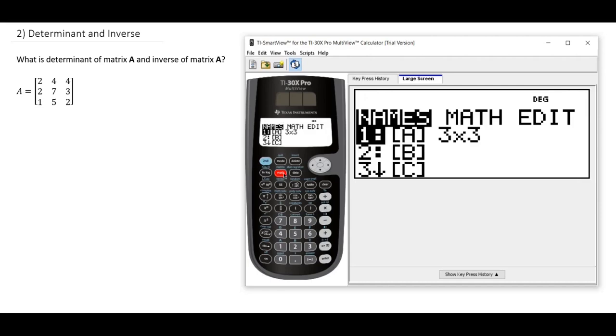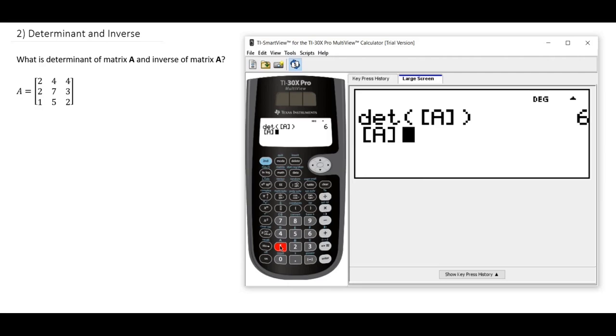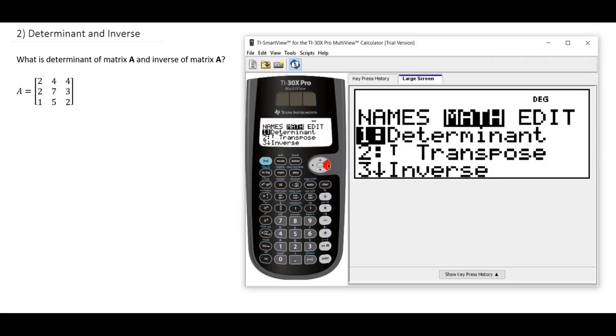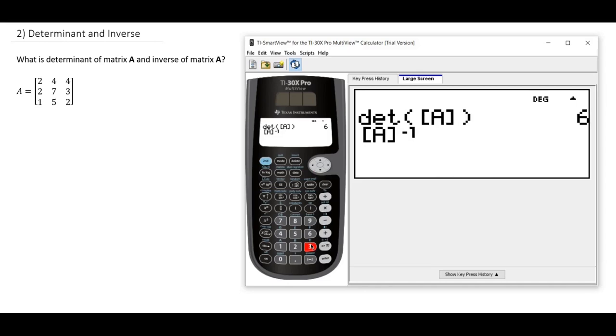This is going to bring us to the matrices. Press 1 for matrix A. And then we need to input the inverse function. So, second math. Scrolling over to math. Going down to 3. So inverse is on number 3. We just press 3. Enter.